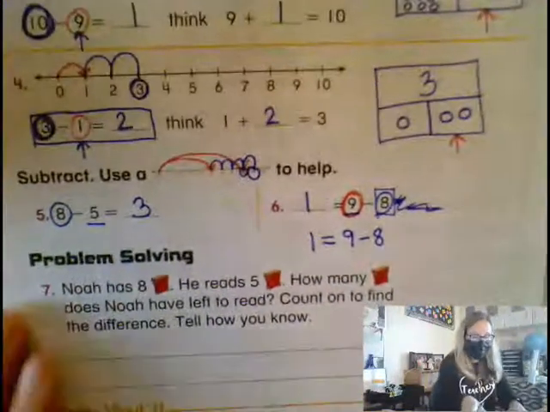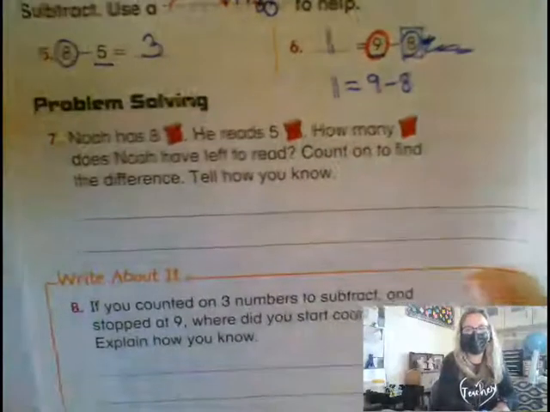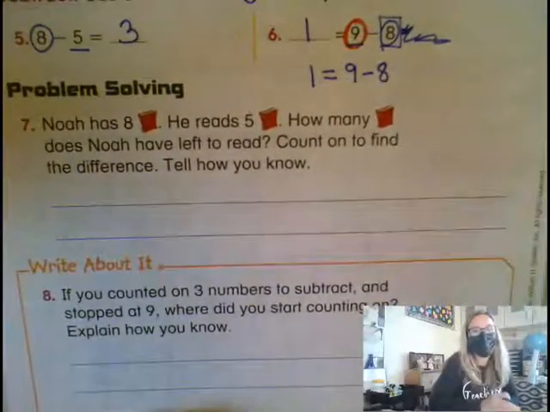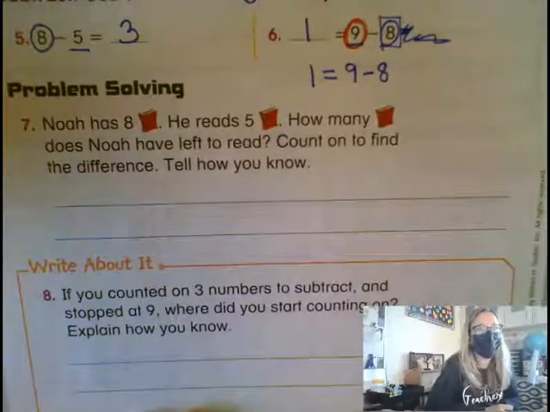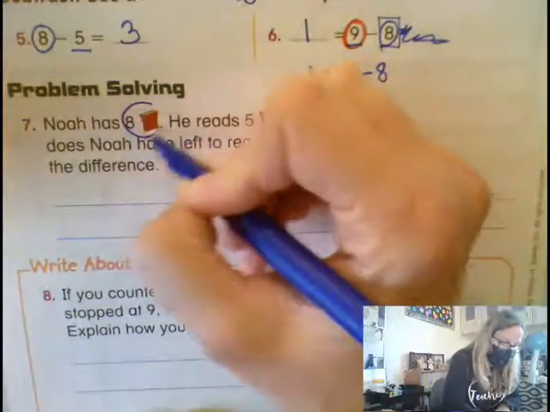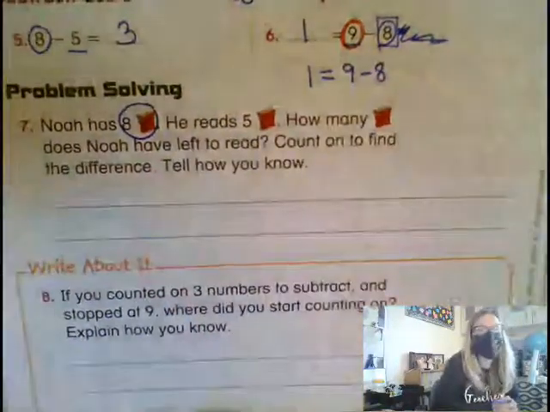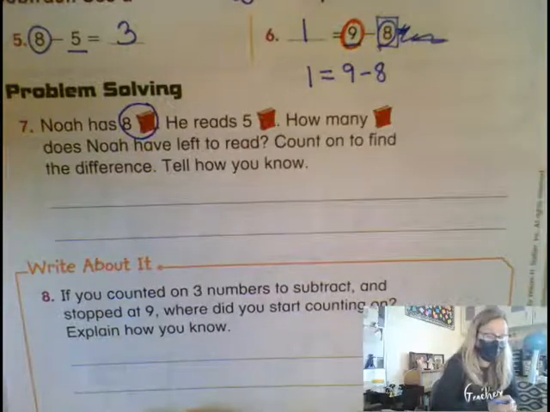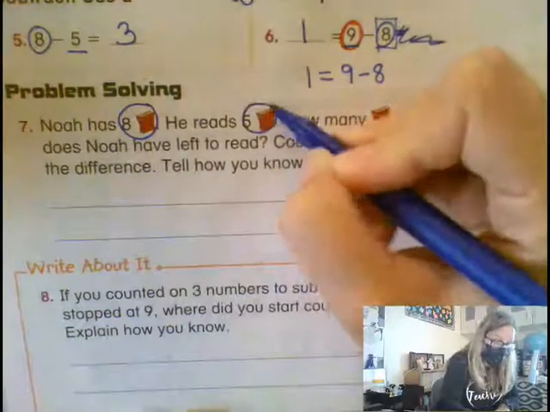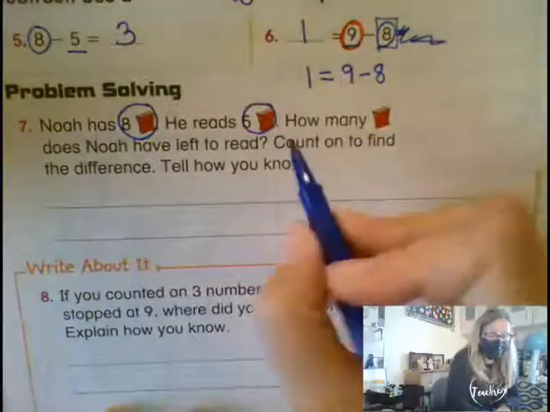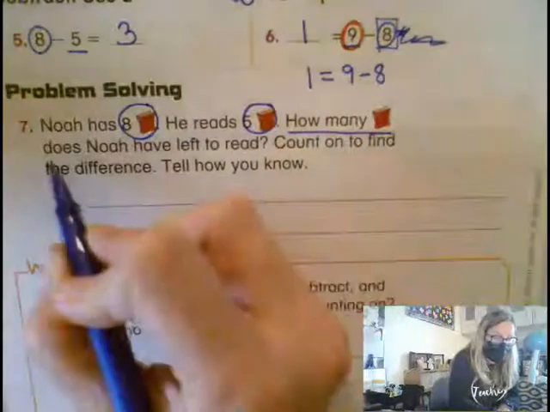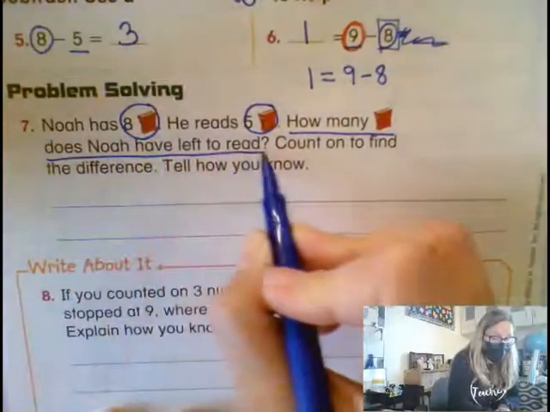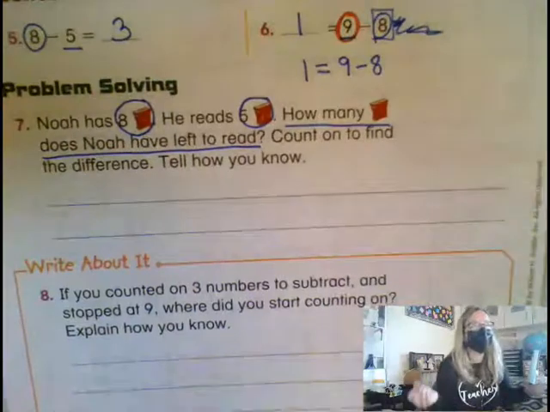Okay, let's look at our problem-solving word problem here. It says Noah has 8 books. Everyone circle 8 books. He reads 5 books. Everyone circle 5 books. And now the question we need to underline is, how many books does Noah have left to read? Count on to find your difference.